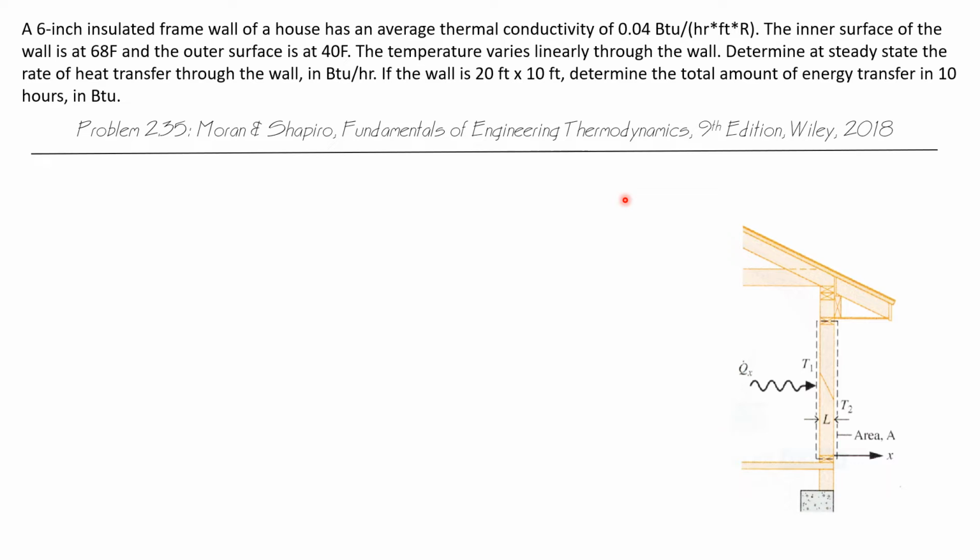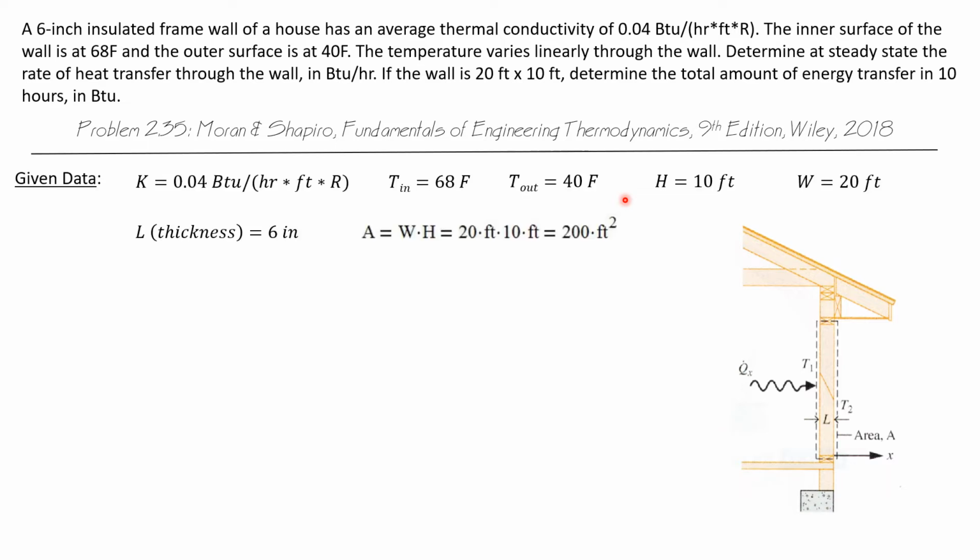If the wall is 20 feet times 10 feet, determine the total amount of energy transfer in 10 hours in BTUs. So here's what we are given. We know the thermal conductivity of the wall is 0.04 BTUs per hour foot degree R. The inside temperature of the house is 68 degrees Fahrenheit. The outside temperature is 40 degrees Fahrenheit. The height of the wall is 10 feet and the width of the wall is 20 feet.